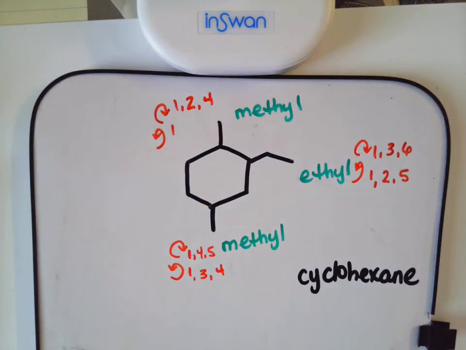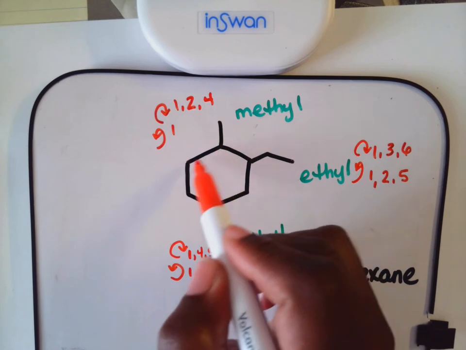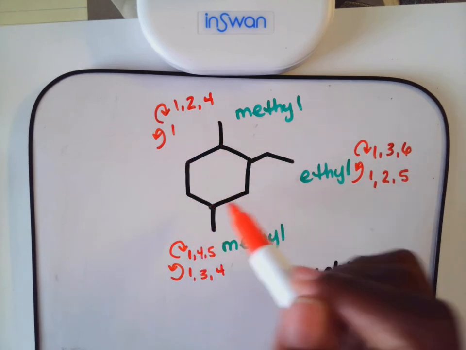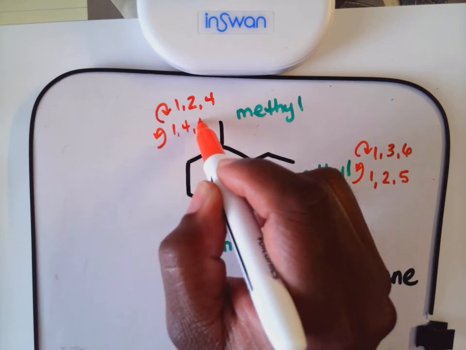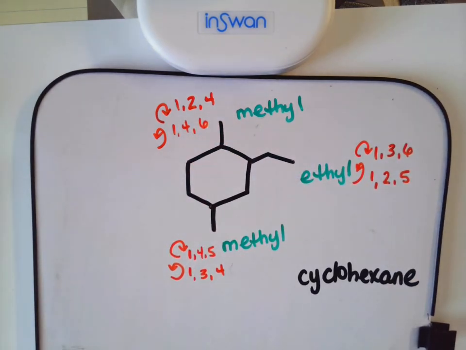But I could have also gone counterclockwise. 1, 2, 3, 4, 5, and 6. So a methyl at 1, a methyl at 4, and an ethyl at 6. When you get comfortable with this and you get more practice with it, you'll start noticing little tricks. Where you have substituents closer together, chances are one of those carbon atoms will be carbon number 1. But because there's no true beginning or end in a ring, any carbon could essentially be carbon 1.